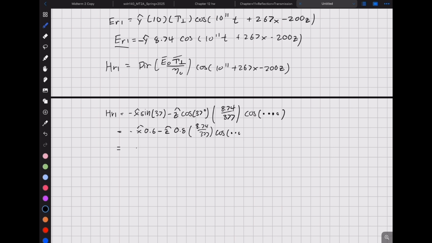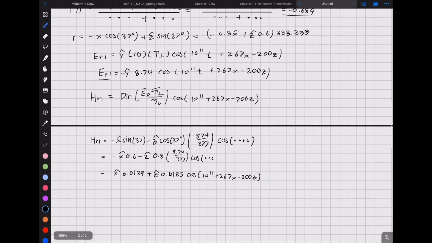Plugging that in the calculator, we're going to get x hat 0.0139 plus z hat 0.0185 cosine 10 to the 11 t minus 200z. And that's going to get us our HR1.